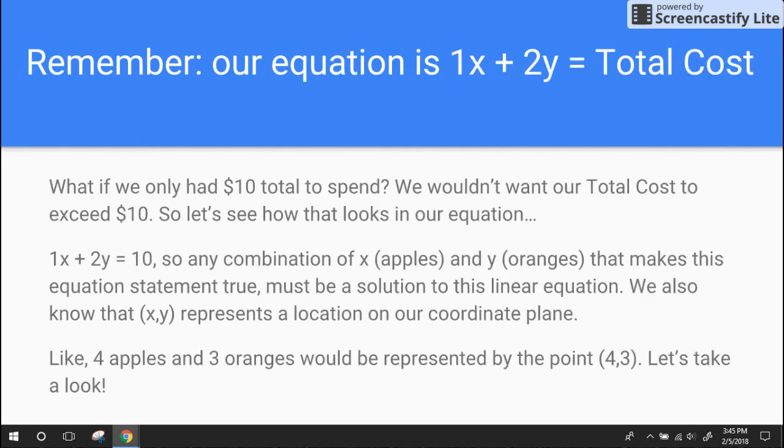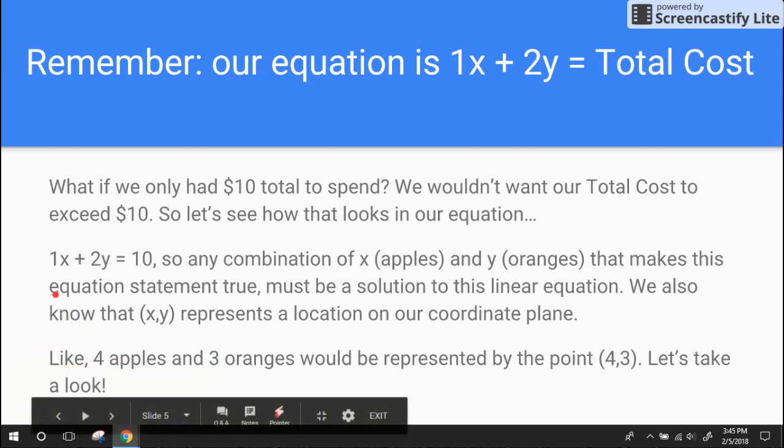Now, we don't really need to calculate infinite combinations of apples and oranges, but let's say we wanted to know how many we could get with $10, right? We could figure out all the possible combinations of apples and oranges, given their price, that would lead to $10 in total cost. So how do we incorporate that 10 into our equation? So we have an equation, 1x plus 2y equals total cost. What we're going to do is substitute our 10 for total cost, and we'd end up with the equation we see here. 1x plus 2y equals 10.